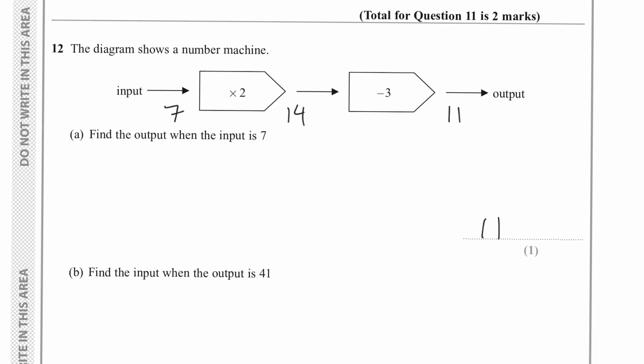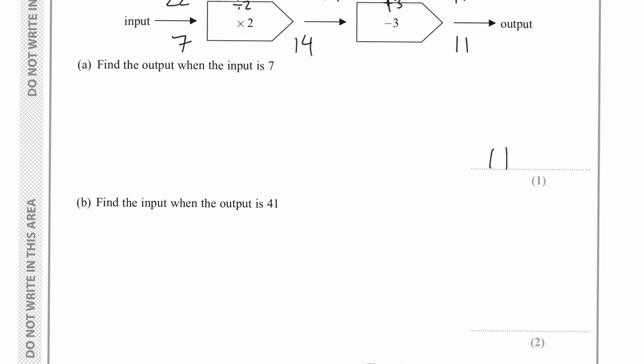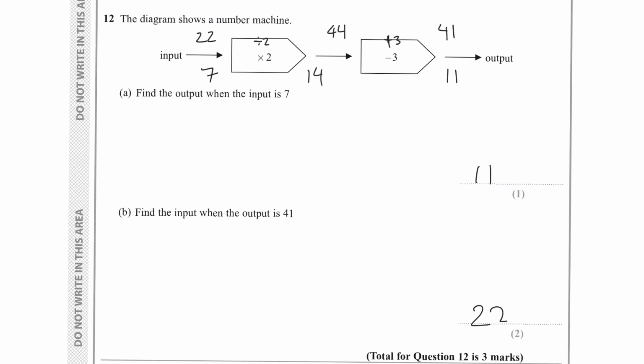Find the input when the output is 41. If we're going backwards, everything is going to change. Rather than minus 3, we're going to add 3, and rather than times by 2, we're going to divide by 2. So if we put in 41, 41 plus 3 is 44, and 44 divided by 2 is 22. Remember, if you're going backwards, everything in the machine will do the opposite. So that's that question done.